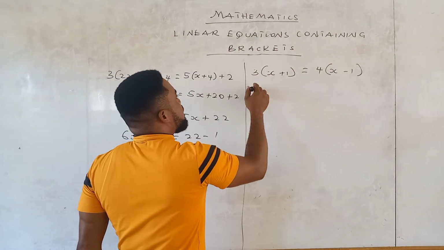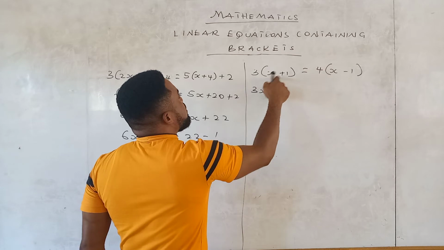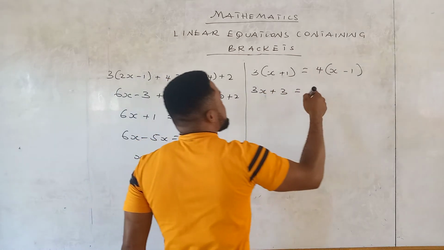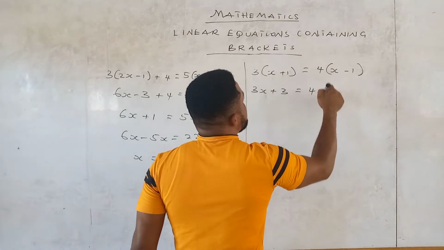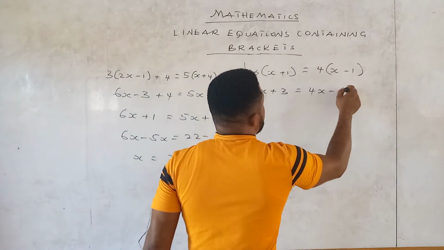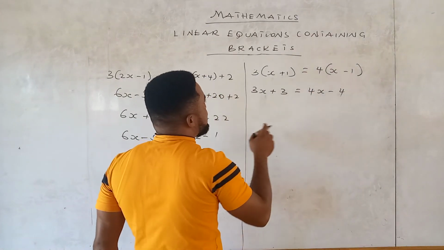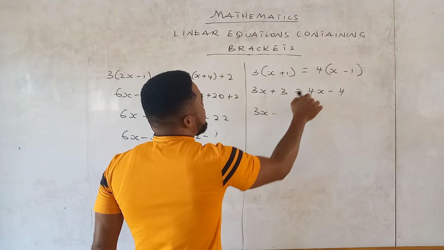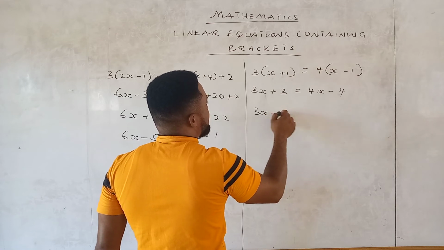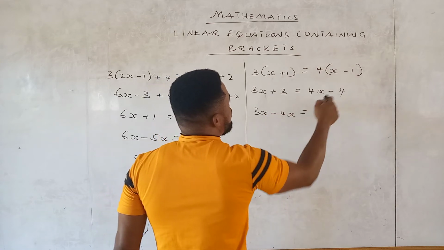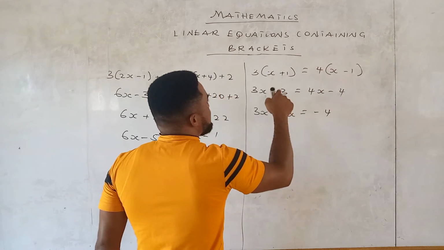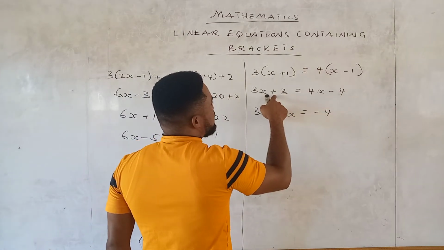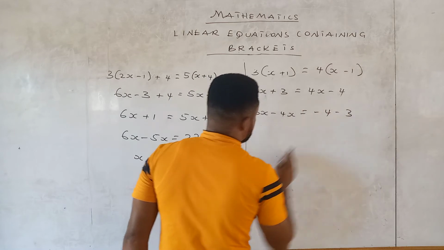So this now gives 3x plus 3 equal to 4 times x, which gives us 4x, and 4 times negative 1 will give us negative 4. Okay. So here we group like terms. So 3x is positive, so you subtract: minus 4x equal to the negative 4 which is there. Then you group the numbers there.